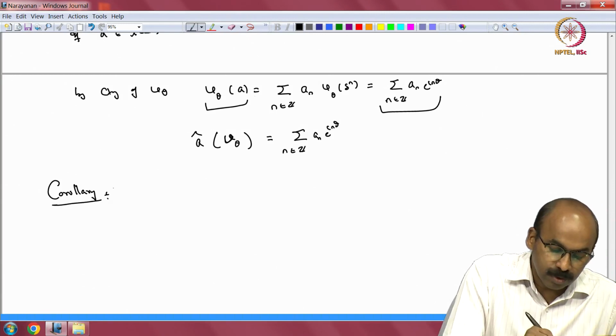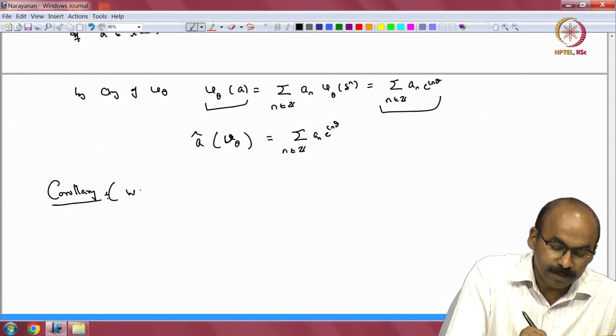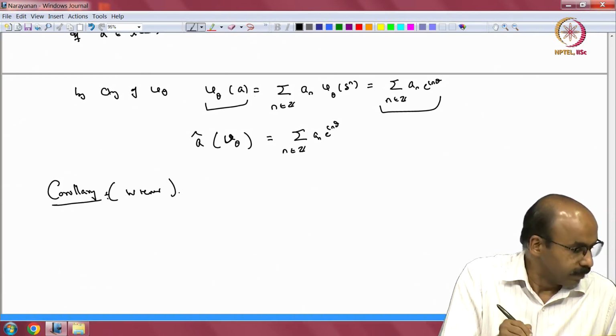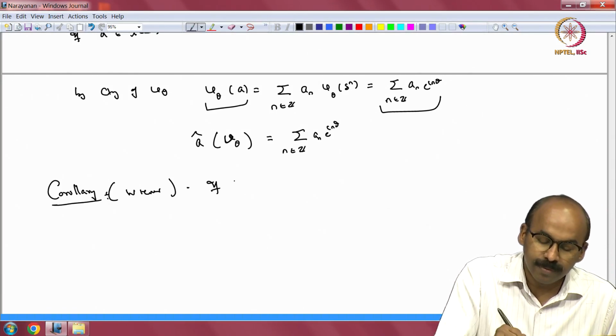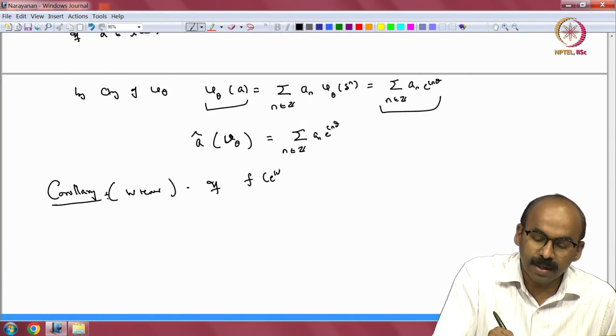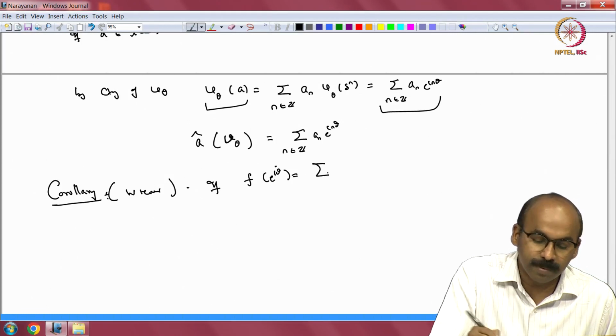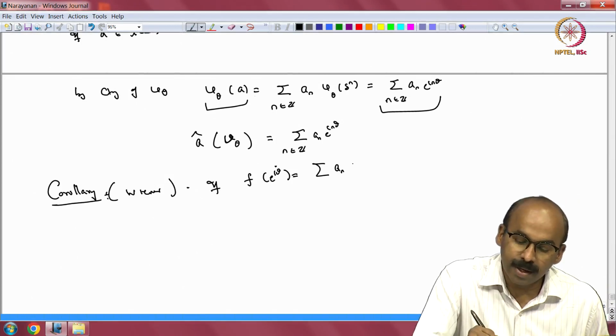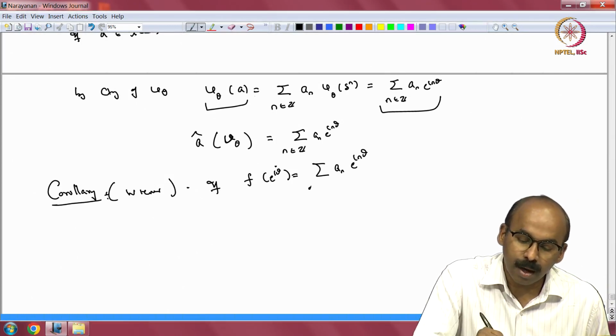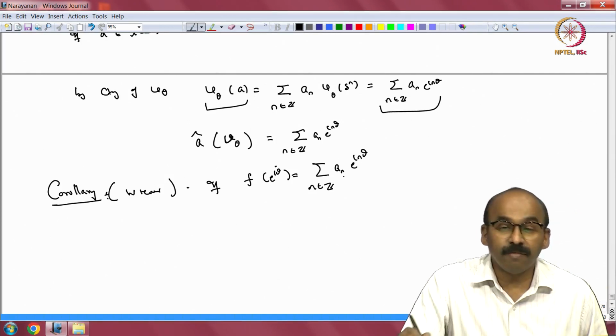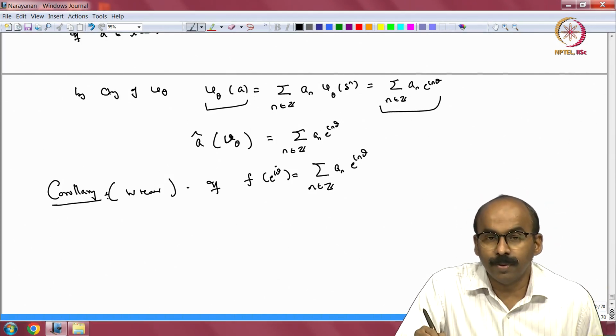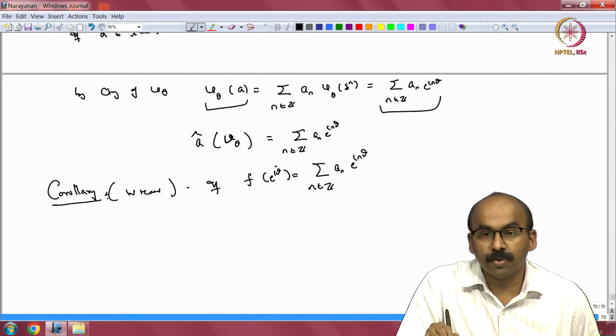Okay. So, the corollary is a theorem due to Wiener. If f of e to the i theta is equal to the summation of a_n e to the i n theta, n in Z. So, I am taking a function on the circle group and expanding it in terms of e to the i n theta.